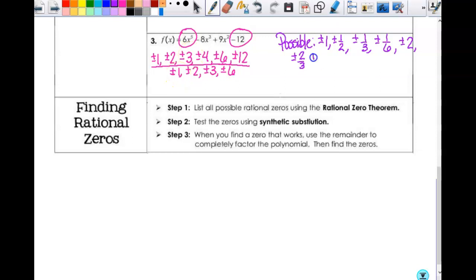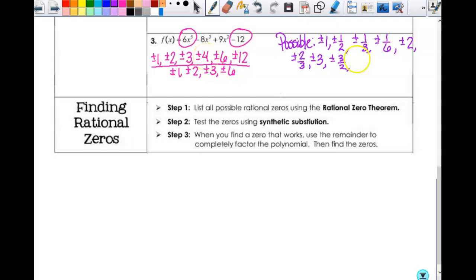3 over 1 is plus or minus 3. 3 over 2, do we have that? No. Plus or minus 3 halves. 3 over 3, yes, we already have that. 3 over 6, what's that? 1 half. We already have that. So we move on to 4.